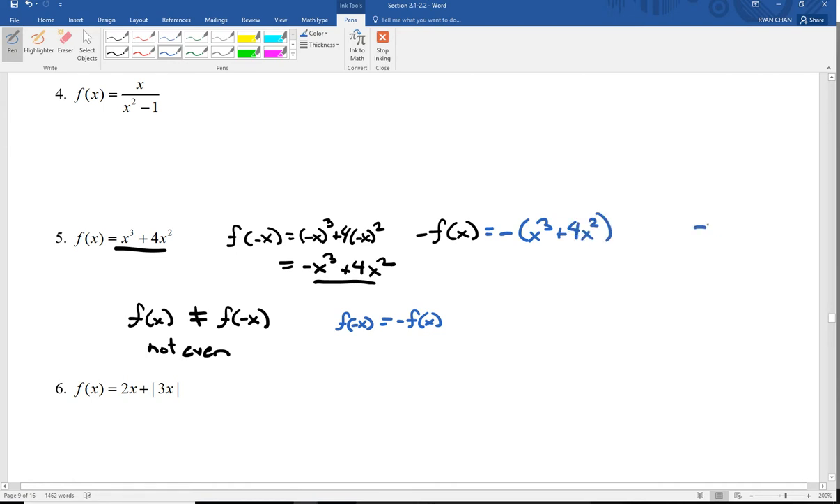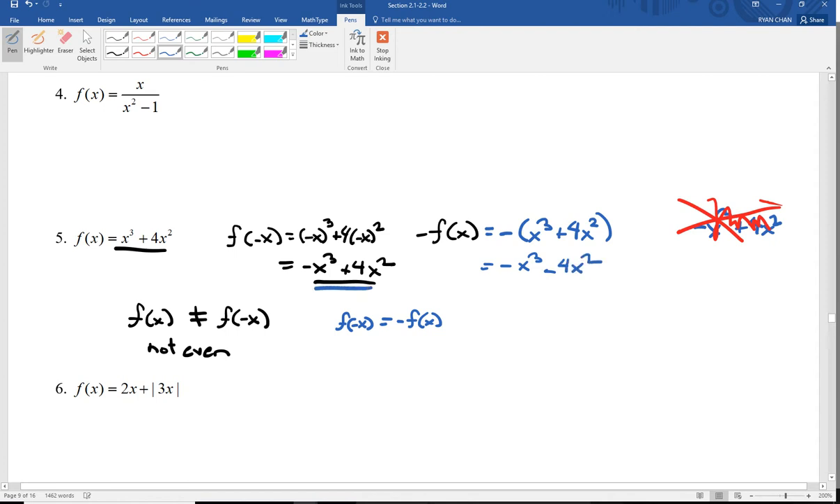If you do it like this right here, this is incorrect. Does everyone see that? Because you're only applying it to the first term. You need to apply it to all of your terms. So this, do not do. This one is wrong. So I'll distribute this. This is negative x cubed minus 4x squared.